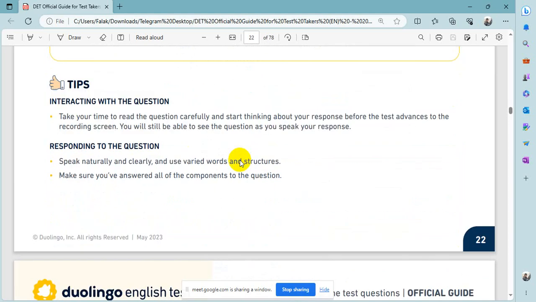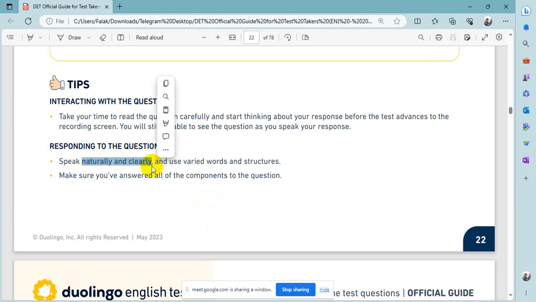So particularly for responding to the question, they provide you 2 tips or 2 strategies. The first tip says, speak naturally and clearly and use varied words and structures. Exactly. Every word in this sentence narrates a story. The first one, naturally and clearly. What do they mean by this?